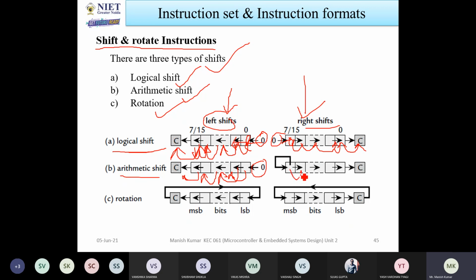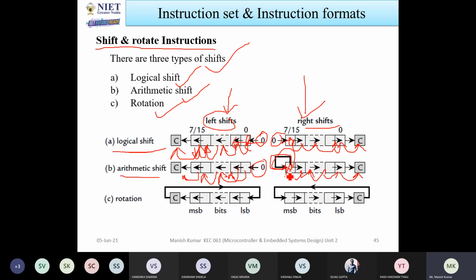Each bit is shifted adjacent right by one bit. So this bit is shifted to this, this bit is shifted to this, like that, and this bit is shifted to the carry. So all the bits are shifted adjacent right. Adjacent right means only one bit, and whatever vacant bits there are, the same bit is repeated. Remember that. Whatever the MSB bit is, the MSB bit is again repeated to the MSB bit.